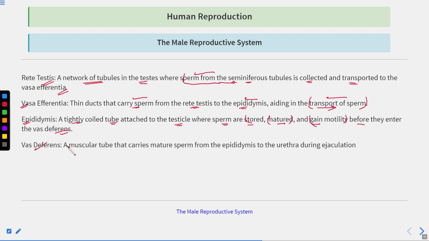Now, what is vas deferens? It is a muscular tube that carries the mature sperms from the epididymis to the urethra during ejaculation. Clear? So vas deferens carries the mature sperms. Clear? And vas deferens will discharge the sperms into the urethra, and from the urethra they will travel outside the body through the ejaculation process. Clear? So what is the role of the accessory duct system?